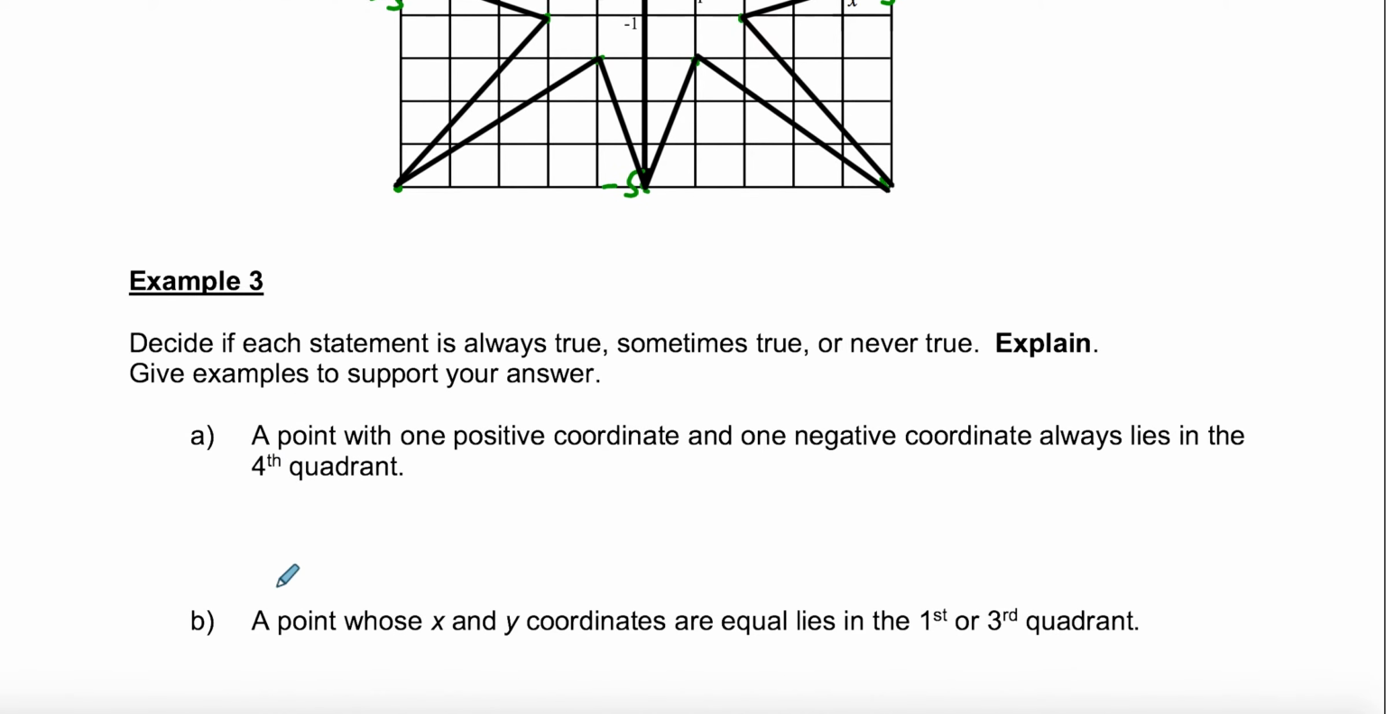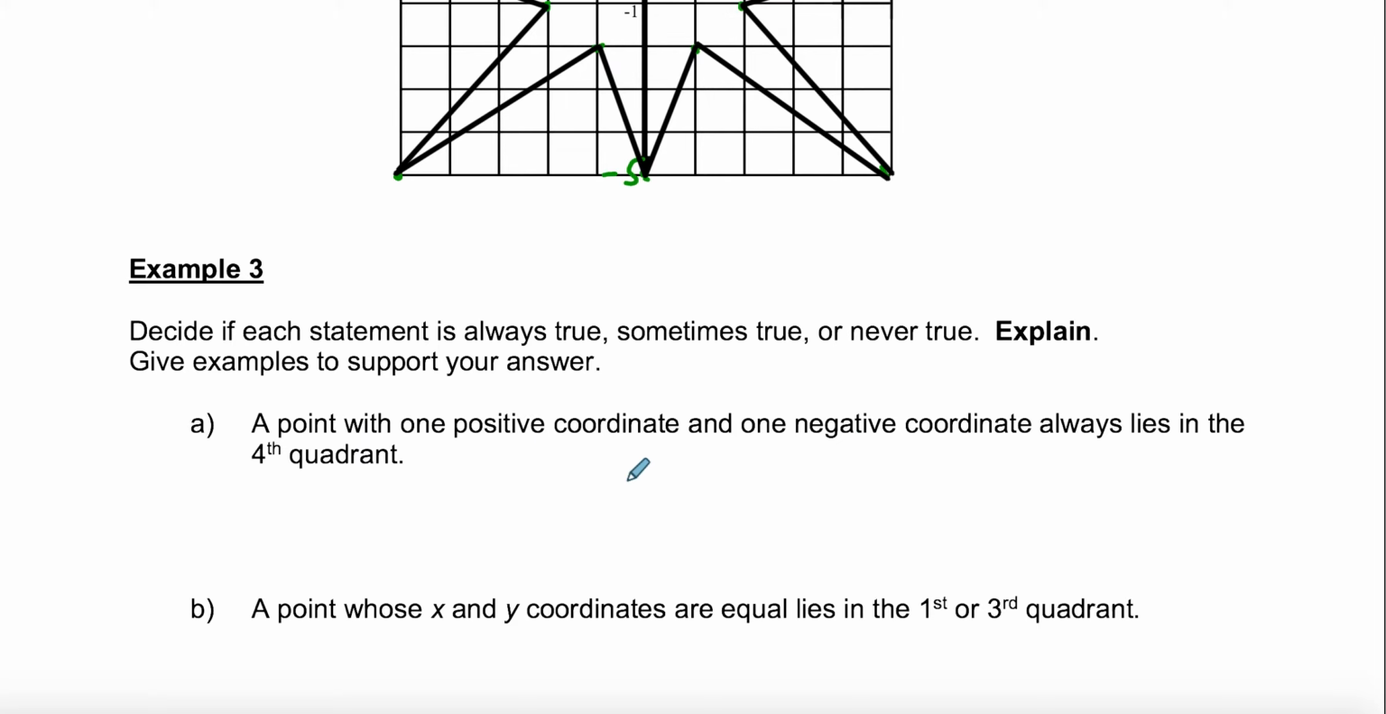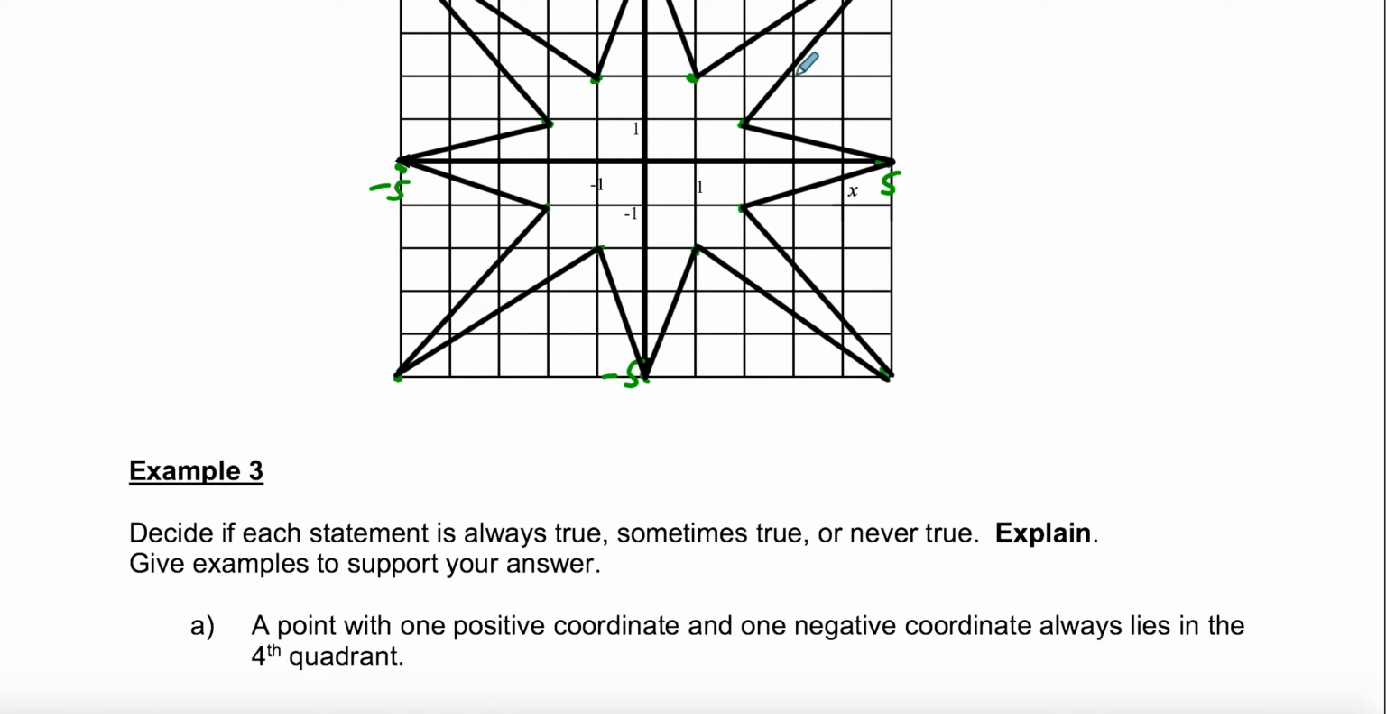Example 3, decide if each statement is true, sometimes true, or never true, and explain, give examples to support your answer. So a point with one positive and one negative coordinate always lies in the 4th quadrant. So the 4th quadrant, 1, 2, 3, 4, that's this one over here. So a point with one positive and one negative. So just as an example, an ordered pair like 2, negative 1 is that point right there. So that's 2, negative 1.